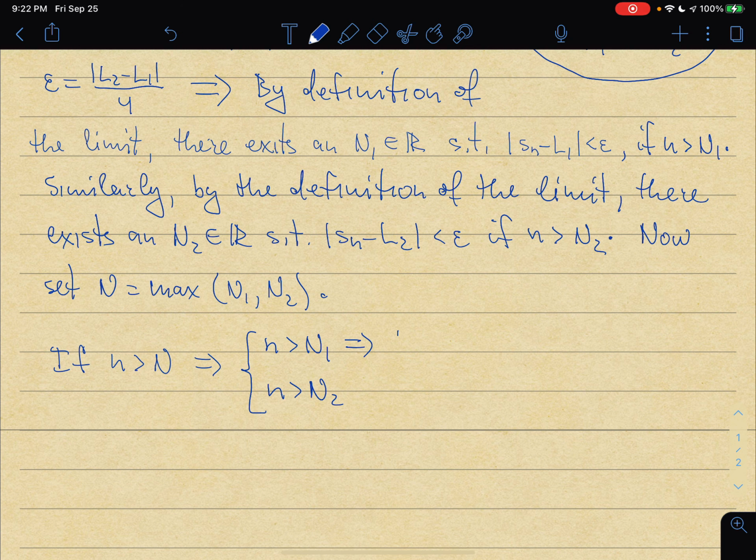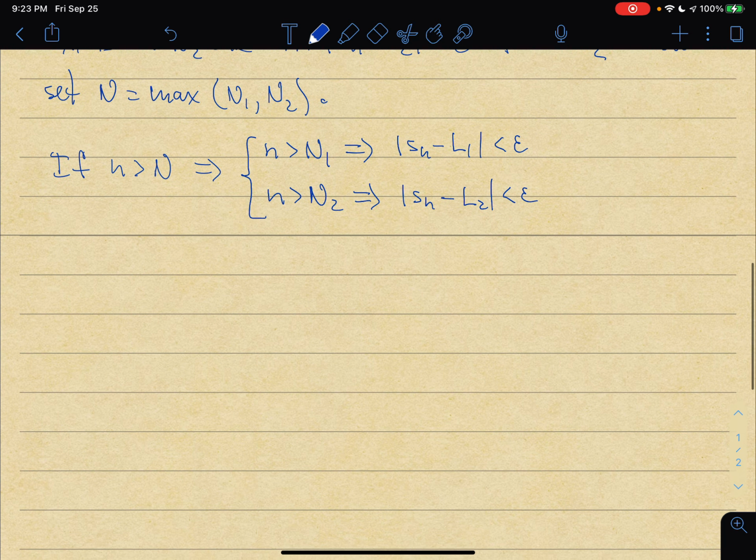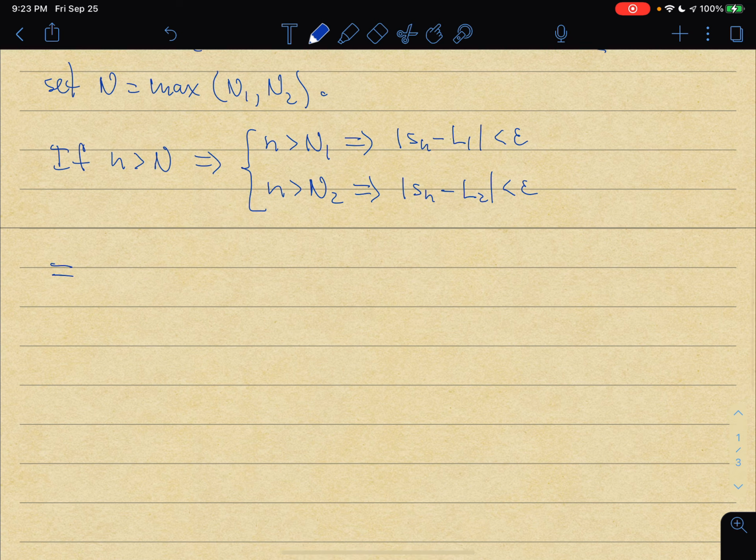From here, |Sn - L1| is less than epsilon, and from here, |Sn - L2| is also less than epsilon. Okay, so Sn then is at a distance less than epsilon from both L1 and L2. Alrighty. So then let's try to do this.